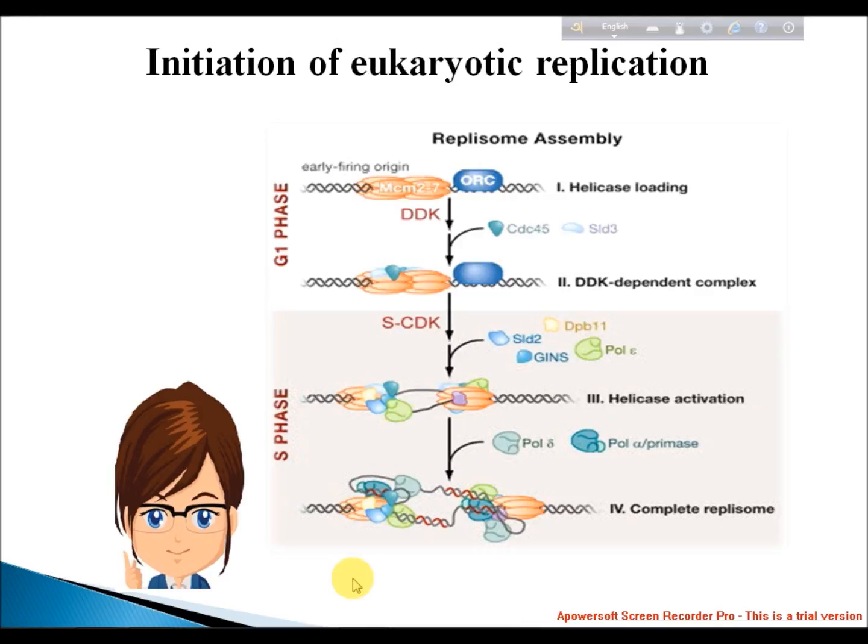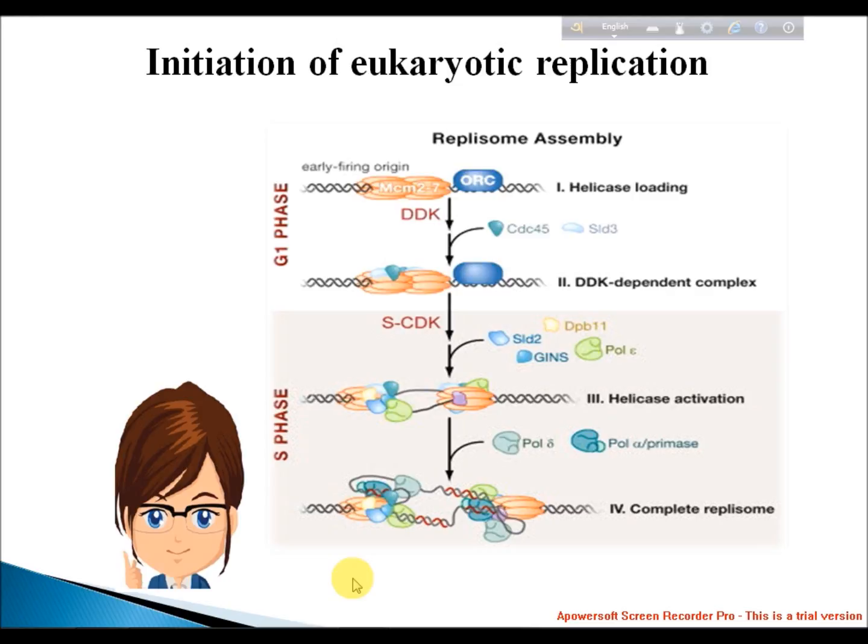Eukaryotic origins of replication control the formation of a number of protein complexes that lead to the assembly of two bidirectional DNA replication forks. These events are initiated by the formation of the pre-replication complex, pre-RC, at the origins of replication. This process takes place in the G1 stage of the cell cycle. The pre-RC formation involves the ordered assembly of many replication factors including the origin recognition complex ORC, CDC6 protein, CDT1 protein and mini-chromosome maintenance proteins MCM 2 to 7.